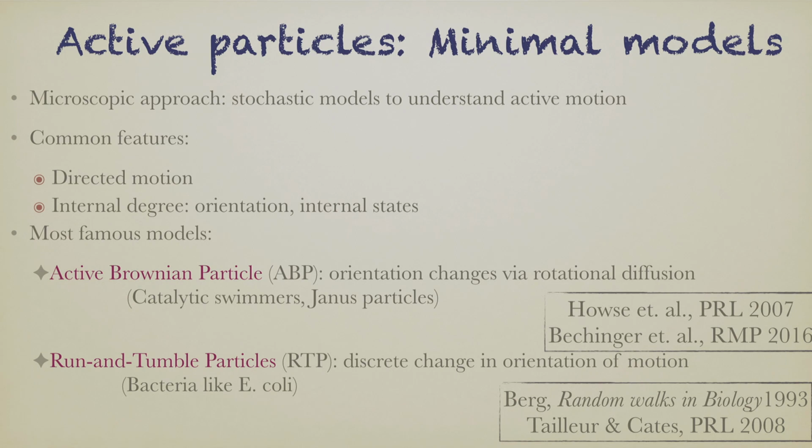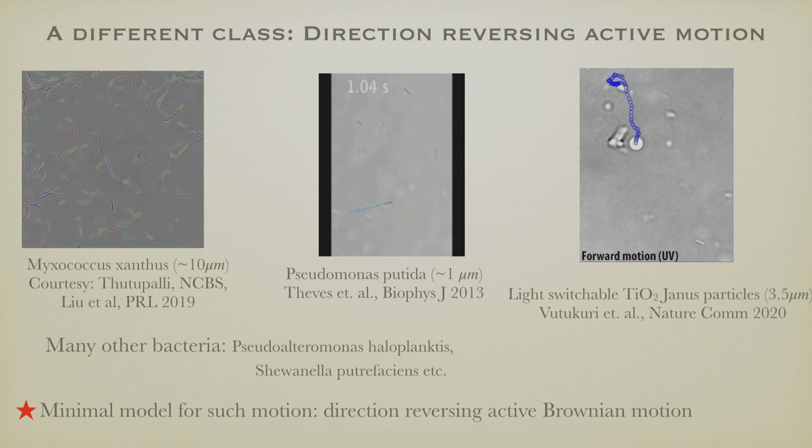Two of the most famous models are the so-called active Brownian particles, Sabine already talked about it. Here the orientation of the particle changes via slow rotational diffusion. The other one is the run-and-tumble particle. We heard about it yesterday a bit, and in this case the particle changes orientation in a discrete manner, so the direction of the motion changes from one angle to the other. However, there are certain kinds of motion observed in nature and in the lab where neither of these models works very well.